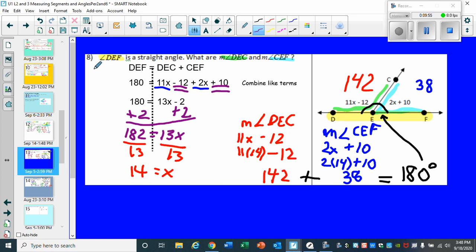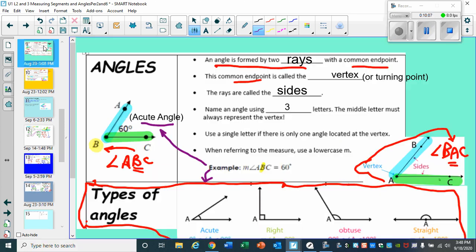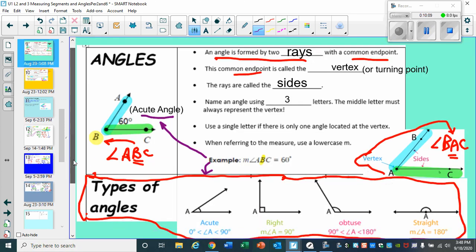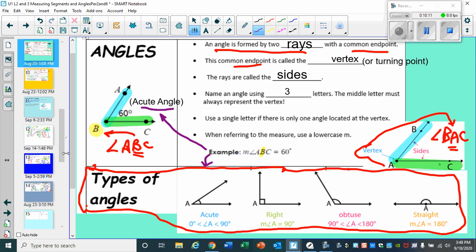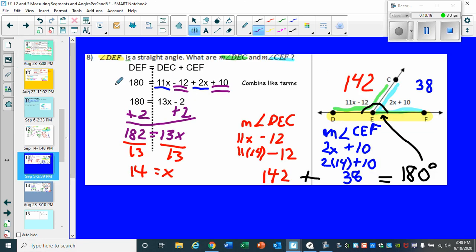All right, number 8. Similar to number 7. So DEF is a straight angle. Straight angles, from the first real notes for today, are 180 degrees. So DEF is 180 degrees. Since these two angles are adjacent, they both form a straight line. We're going to talk about that definition in a minute.